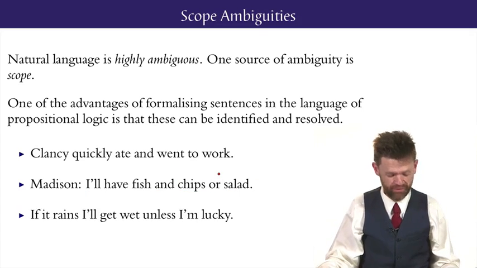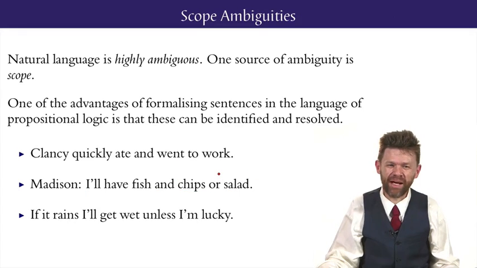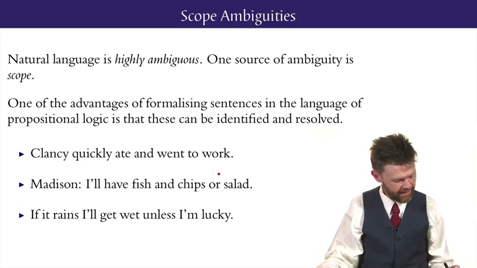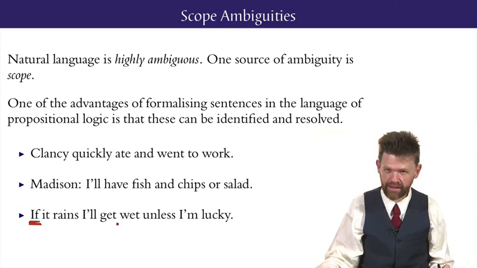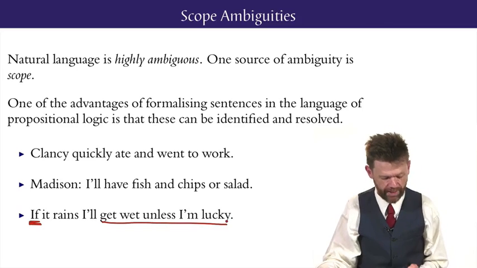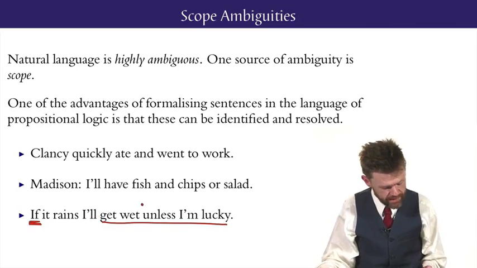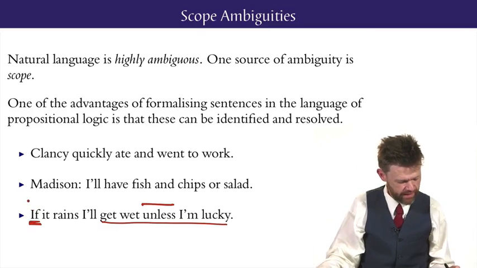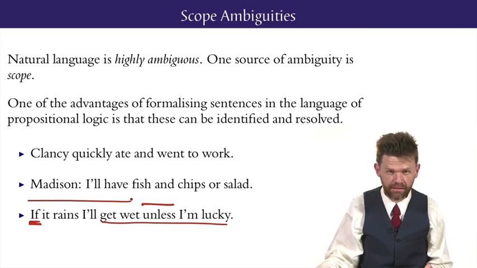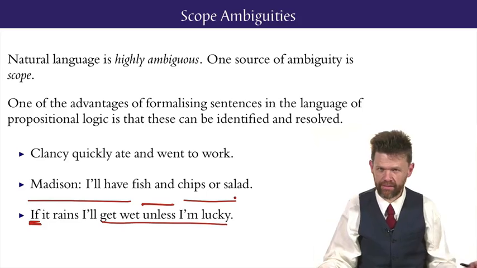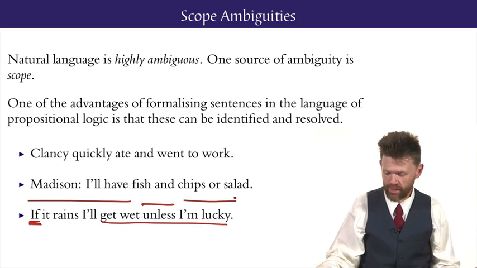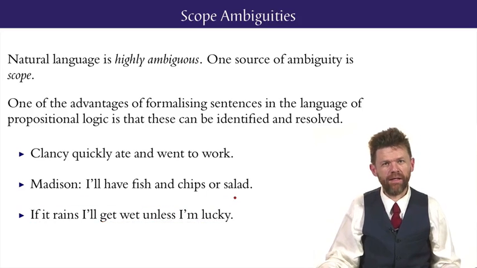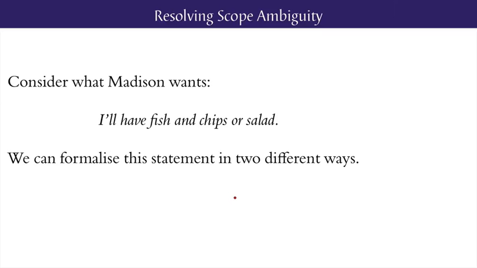Last example, we've already seen something like this. If it rains, I'll get wet unless I'm lucky. Is this an if statement which says, if it rains, here's what happens, I'll get wet unless I'm lucky? Or is this an unless statement which says, if it rains, I'll get wet unless I'm lucky? These are all scope ambiguities. Now, how do we use natural language and formal language to resolve these?